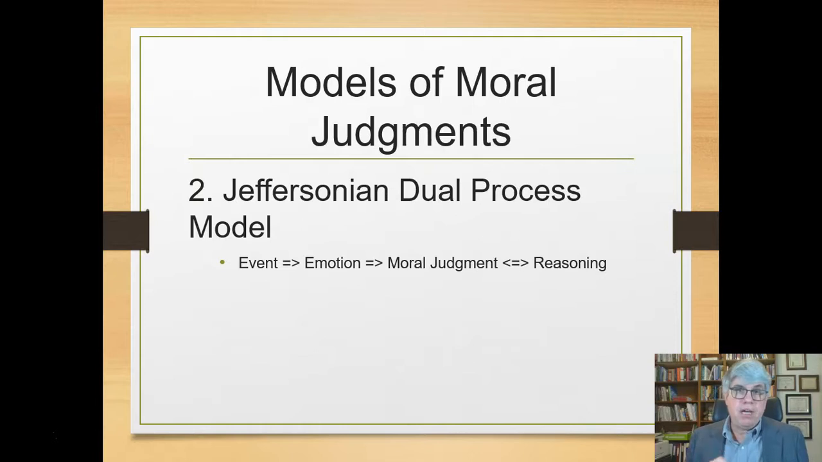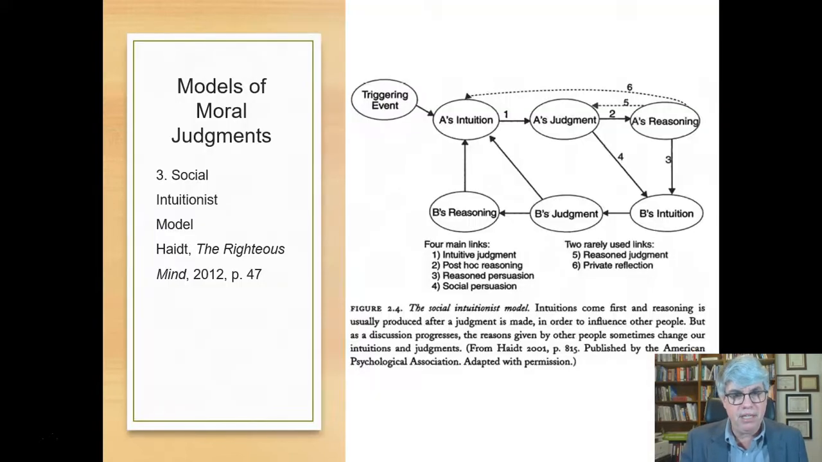Now, this model is really important to understand the idea that there are two factors influencing our moral judgment: emotion and reasoning. The third version that we're going to look at is more complicated, and it's going to be almost impossible to understand if you don't understand the second model, where there are two sets of influences, our emotions and our reasoning, that influence our moral judgment. Okay, so let's move on to the third model of moral judgment.